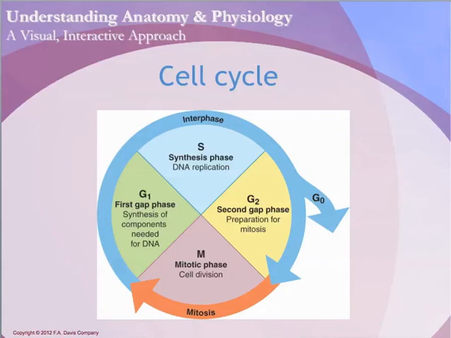So the time between mitotic phases, which includes phases G1, S, and G2, is called the interphase because there's no cell division happening there.